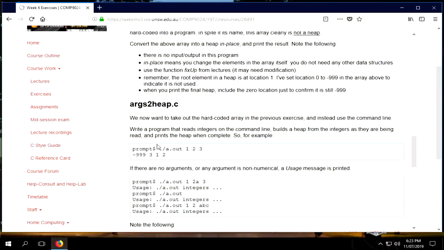But this program, the args to heap, doesn't have an array. And immediately a little light will come up in your head which says, wonderful, I can do a malloc.